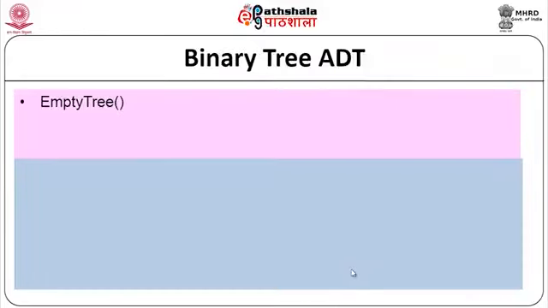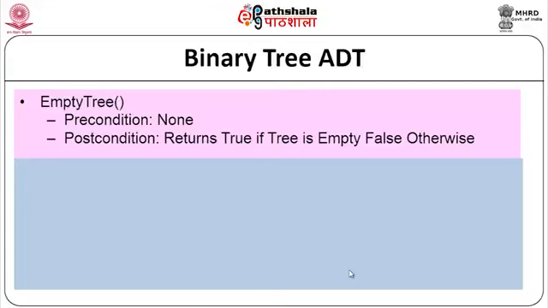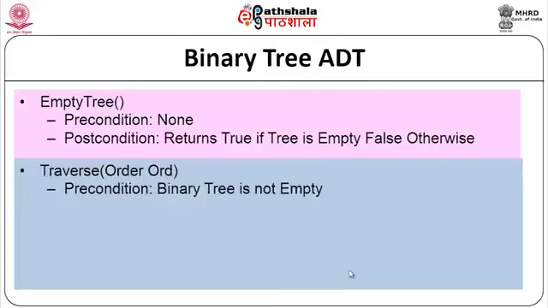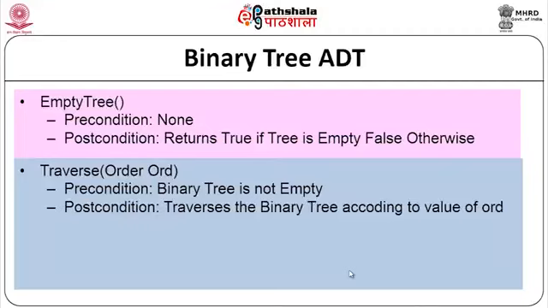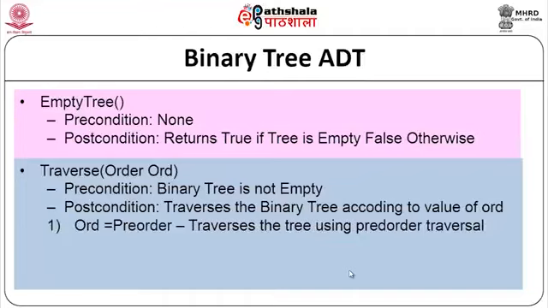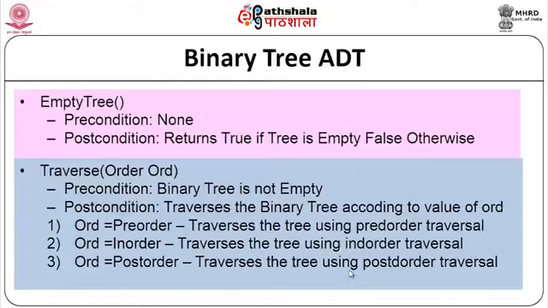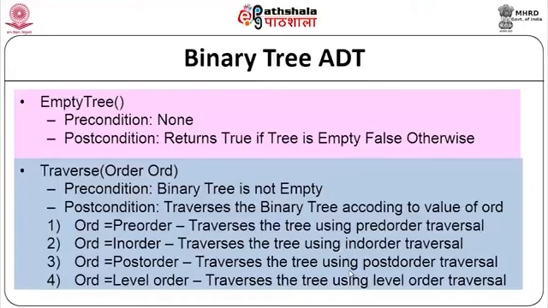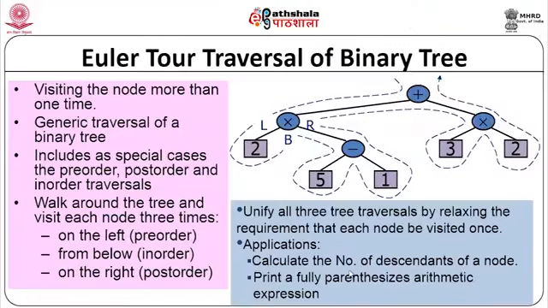So, that is the binary tree ADT. I have an empty tree, the precondition is no precondition, post condition is returns true if the tree is empty, false otherwise. Traversal, I can give the order and the ordinal. So, precondition binary tree should not be empty, post condition is traverses the binary tree according to the value of the ORD. ORD is the order you want, it could be pre-order, in order, post order, or level by level also. So, pre-order traverses the tree using pre-order, in order traverses the tree using in order, post order traverses the tree using post order, or level order traverses the tree in level order. So, that can be an ADT that you define, where traversal is very important.